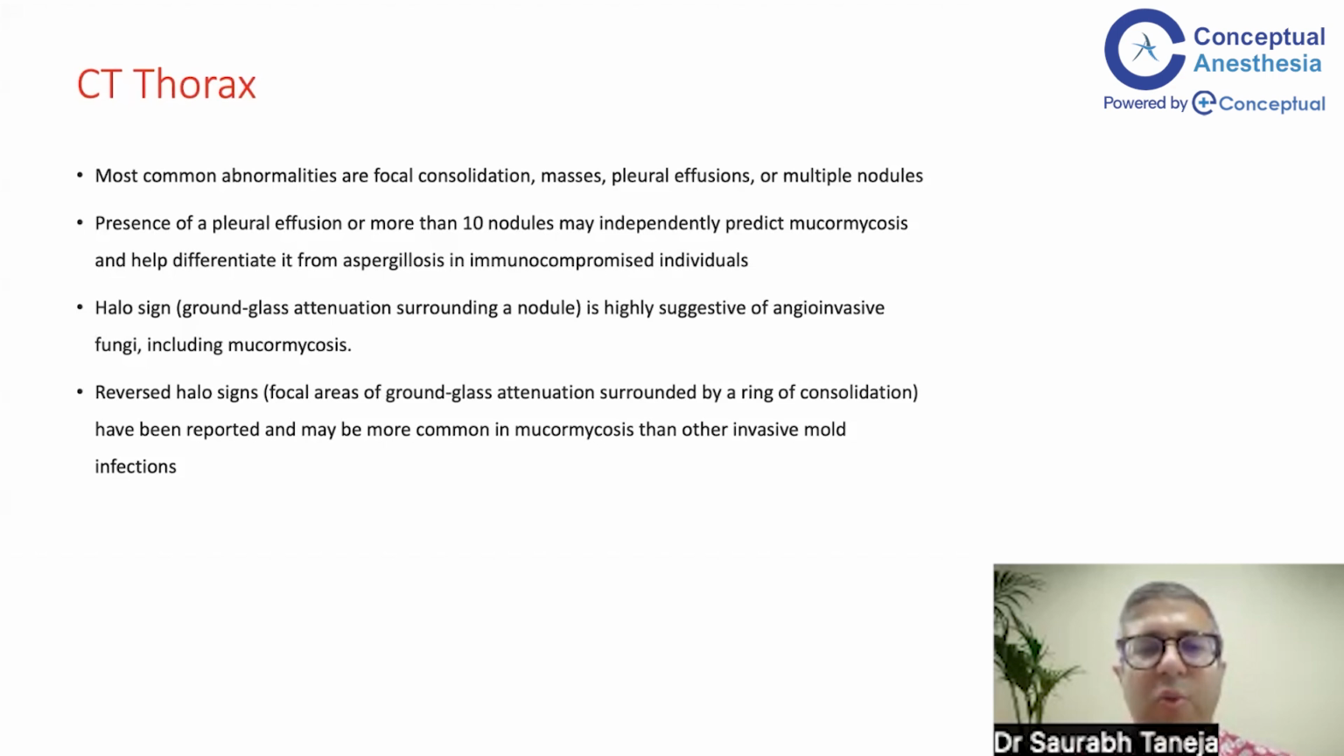I'll be talking about two signs in a bit of detail, and I'll be showing you images for this. First, the halo sign: ground glass attenuation surrounding a nodule. So there's a central nodule, and around this nodule there is ground glass attenuation, a halo of sorts around the nodule. And then there's the reverse halo sign, in which the ground glass is in the center and there's a ring of consolidation. Again, these are found in mucormycosis.